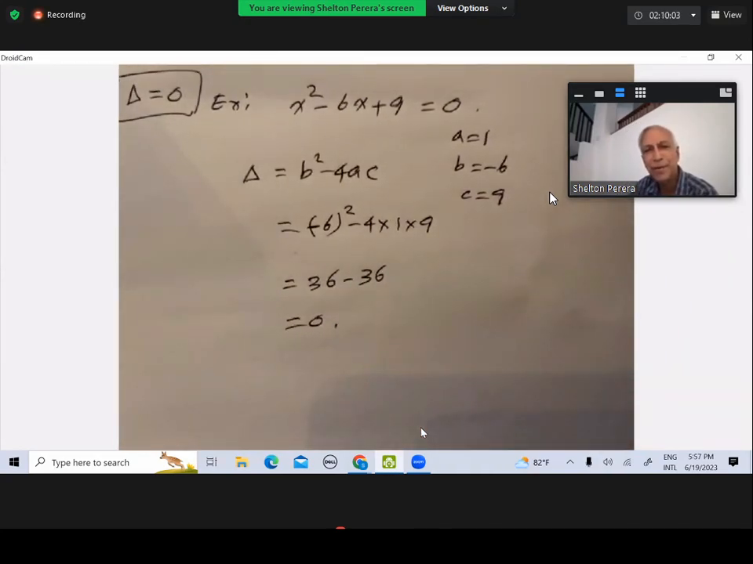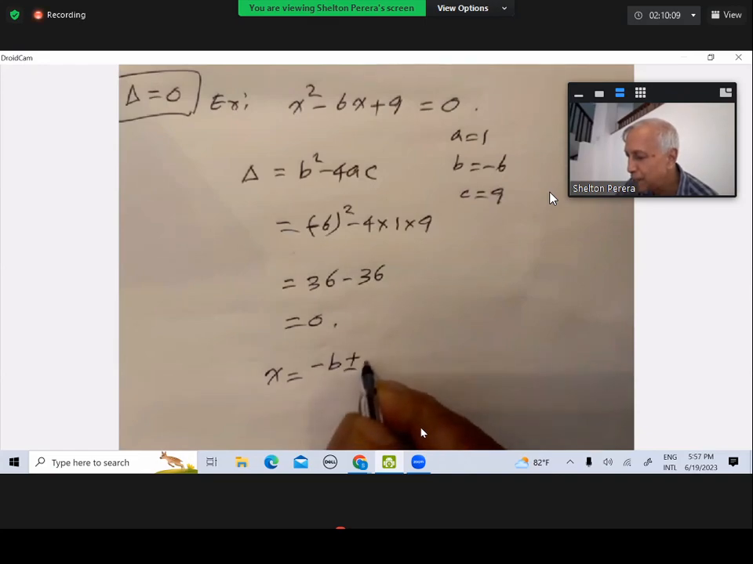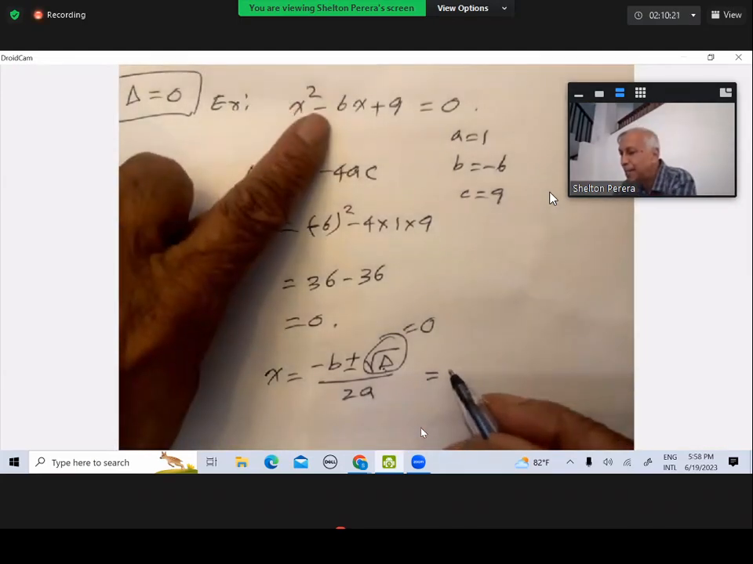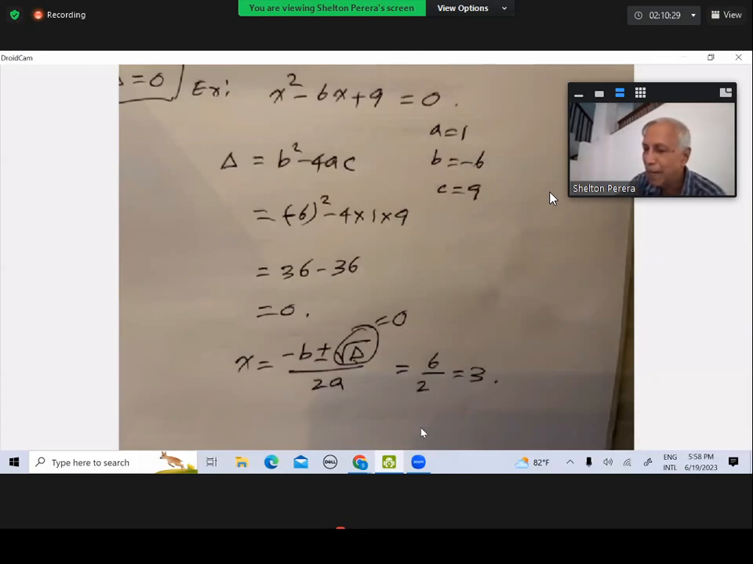Delta equal to 0. So if you use the quadratic formula, you get x is equal to minus b plus or minus root delta over 2a. This is equal to 0 now. So minus b over 2a. Minus b is plus 6, over 2, is equal to 3. x is equal to 3. But this method is not necessary.